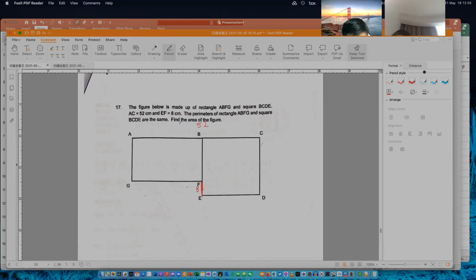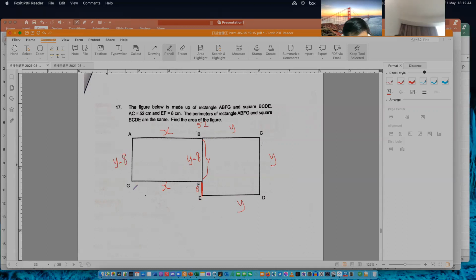So what I'm going to do is this. I'm going to call this AB as my X. So this GF is also X, right? Because they are the same. For the BC, you see the BC is Y. So this one is also Y. This whole thing is Y. So that means BF is Y minus 8. Can you see? This is Y minus 8.